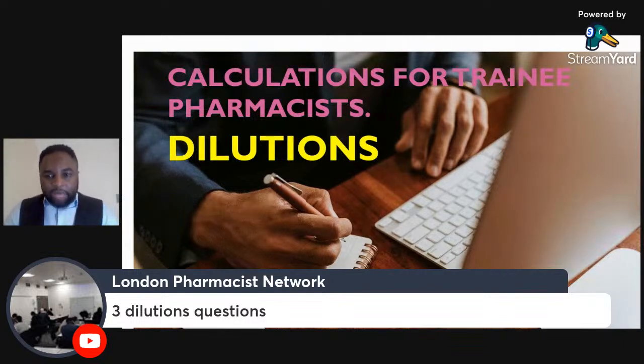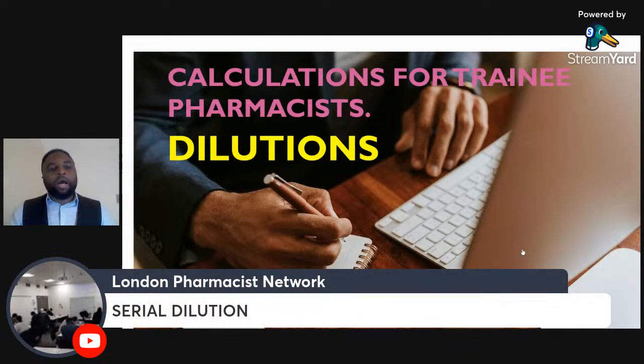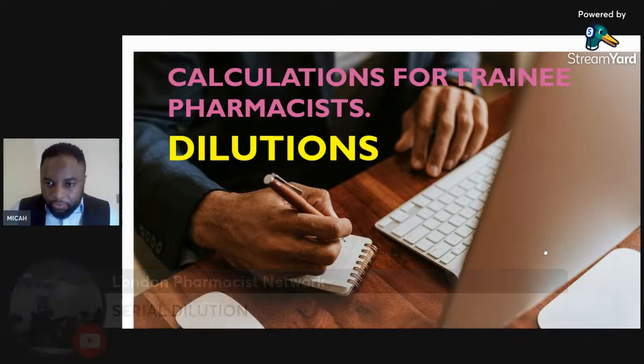Okay, so only 3 dilution questions, and we have 3 types of dilutions in the exam as well: simple dilutions, mixed dilutions, when you have 2 concentrations mixed, which means you have a new volume and a new concentration, and what we're looking at today, which is serial dilution. Serial dilution is the most challenging for some people out of all of them, and that's what I'm going to be looking at today. Simple dilution is easy. That's C1V1, C2V2, straightforward. Serial dilution involves 2 to 3 or 4 steps.